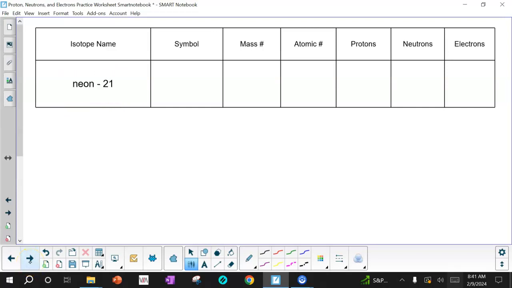Neon 21, so mass is 21. Neon's atomic number is 10. 10 protons, 11 neutrons, 10 electrons. Ne 21, 10.